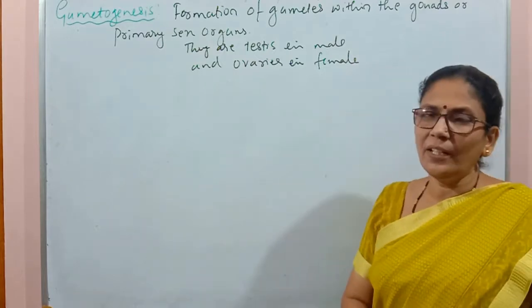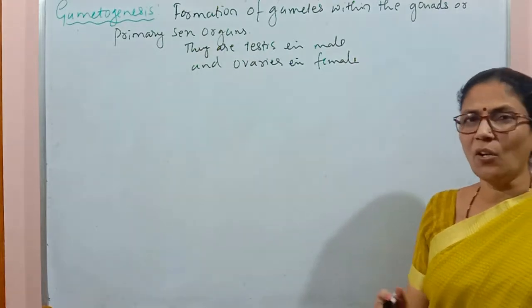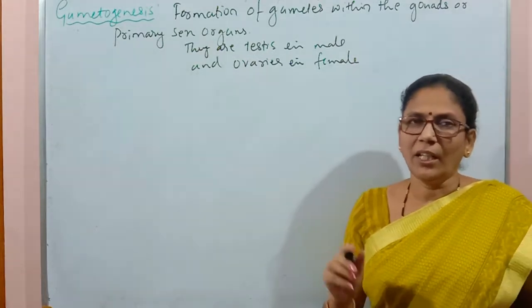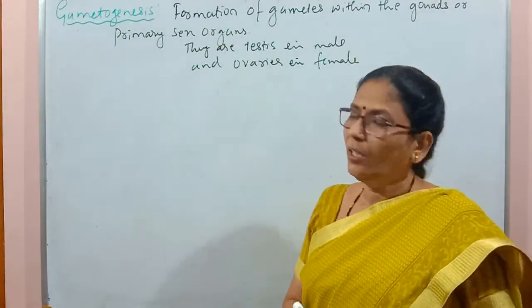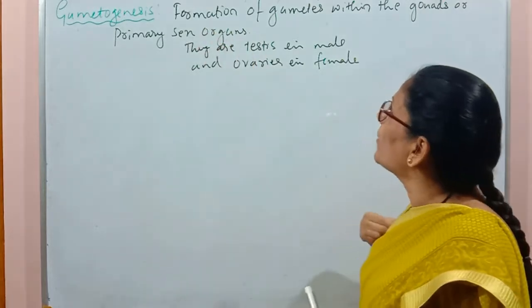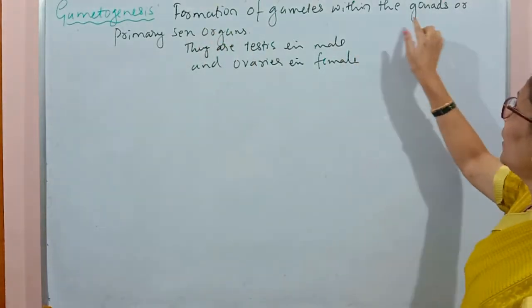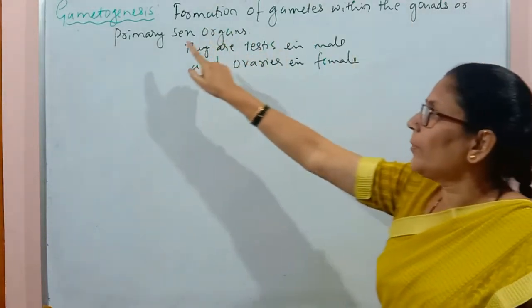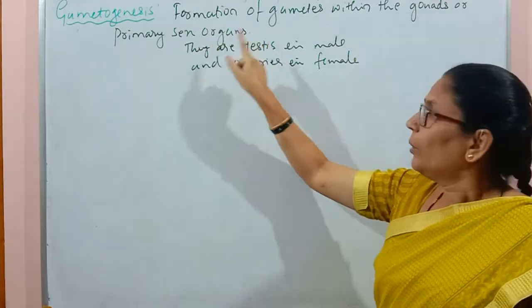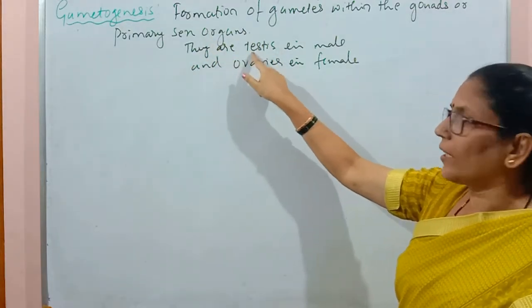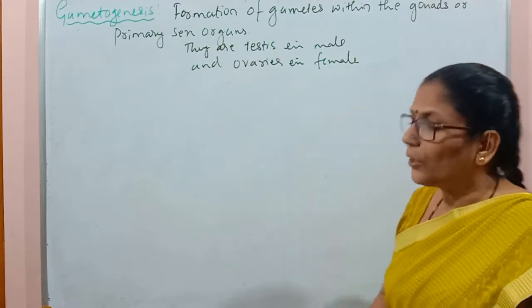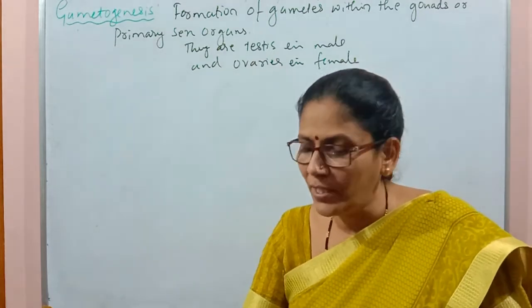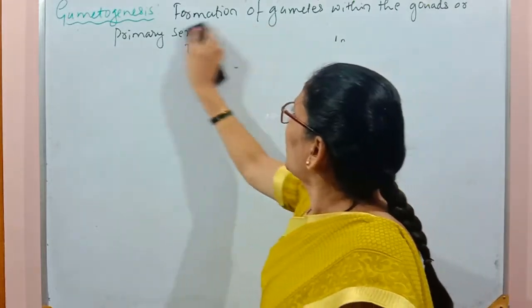So what have we studied? We studied the meaning of gametogenesis. Gameto means gametes, genesis means synthesis or formation. And this formation of gametes takes place within the gonads or primary sex organs. Primary sex organs in male are testes, in female ovaries. There are two types of gametogenesis. Let us see what those are.